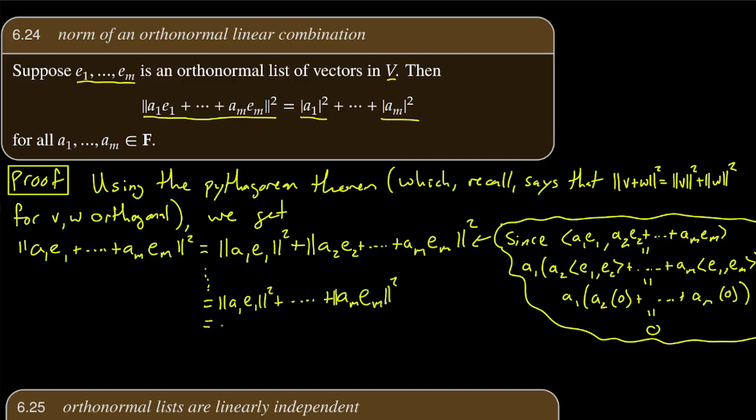But now I just have to pull things out, and I'll get the modulus, or in the case of the reals, the absolute value of A1 squared times the norm of E1 squared plus all the way down through the modulus of AM squared times the norm of EM squared. And since all of these guys have norm 1, I just get the modulus of A1 squared plus all the way down through the modulus of AM squared.